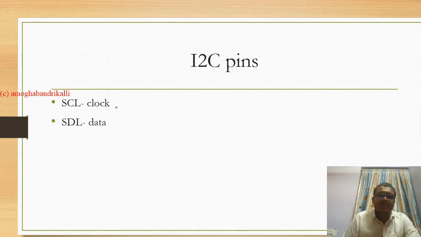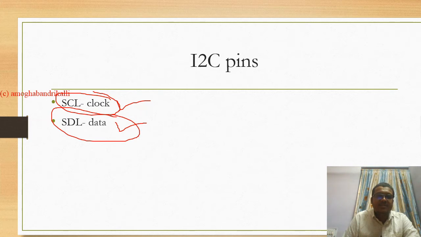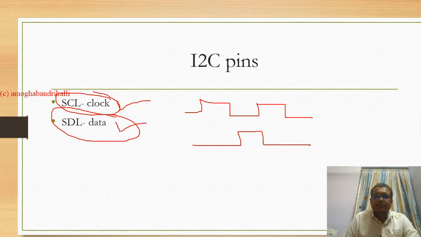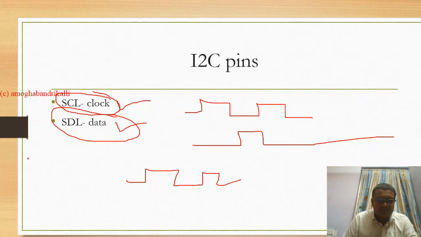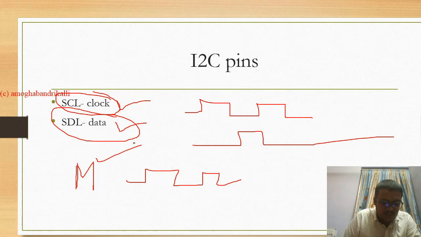I2C has two pins. The first is SCL and the second is SDA. One is for the clock signal, and the other is for transmitting the data. These are the two pins provided. Every time, the master generates the clock cycle. This is mandatory: the master always generates the clock cycles.